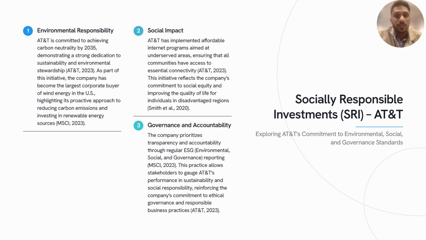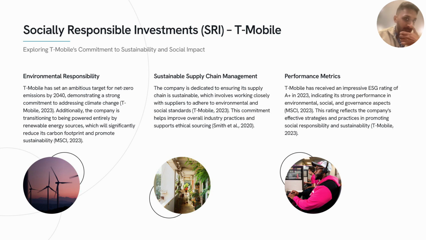Thirdly, governance and accountability. The company prioritizes transparency and accountability through regular ESG reporting. This practice allows stakeholders to gauge AT&T's performance in sustainability and social responsibility, reinforcing the company's commitment to ethical governance and social business practices. Next, we will talk about the SRIs of T-Mobile.